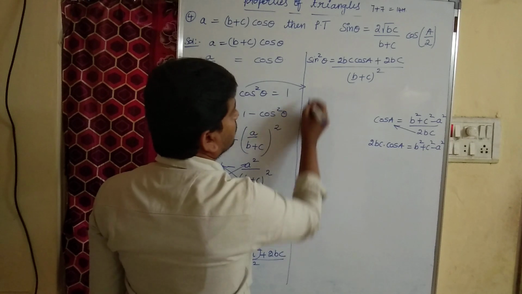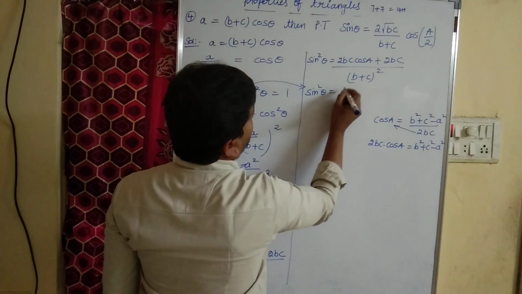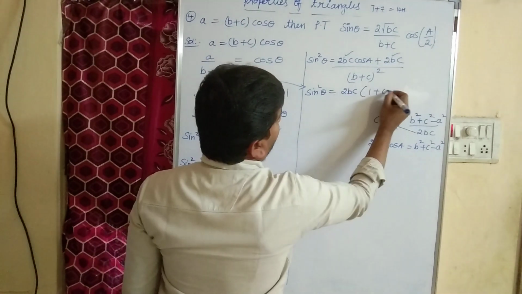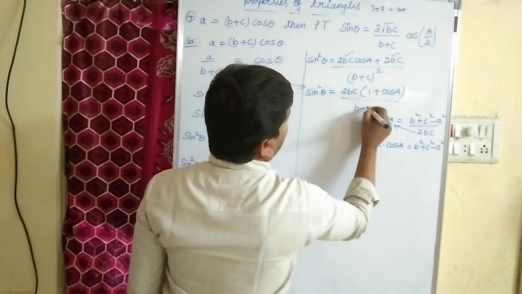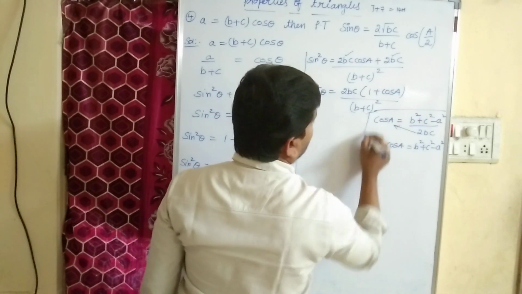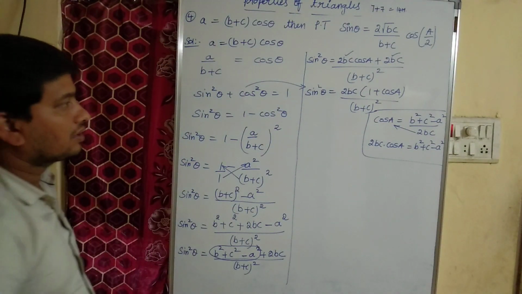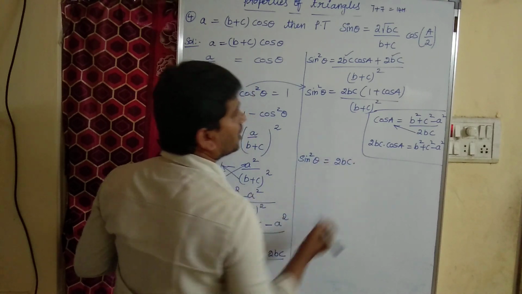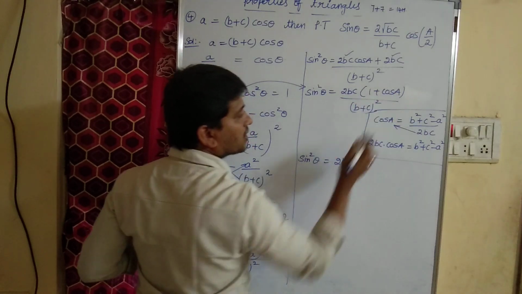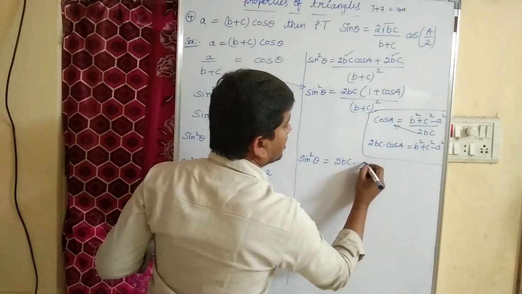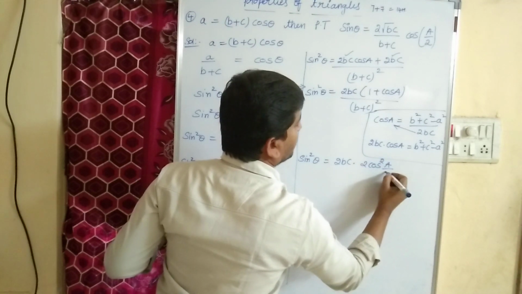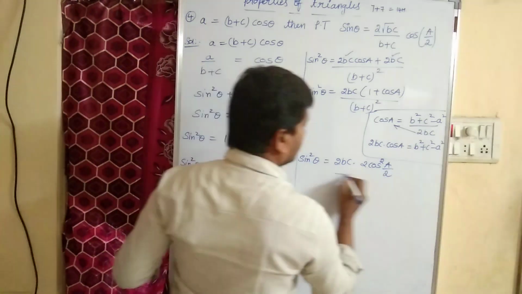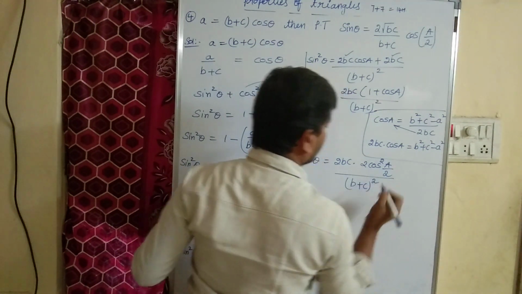Right? Now, sin square theta equal to, here also 2bc we have, here also 2bc we have. If I take 2bc as common, 1 plus cos A divided by b plus c whole square. Now, sin square theta equal to 2bc into, what is the formula for 1 plus cos A? The formula for 1 plus cos A is 2 cos square A by 2, divided by b plus c whole square.